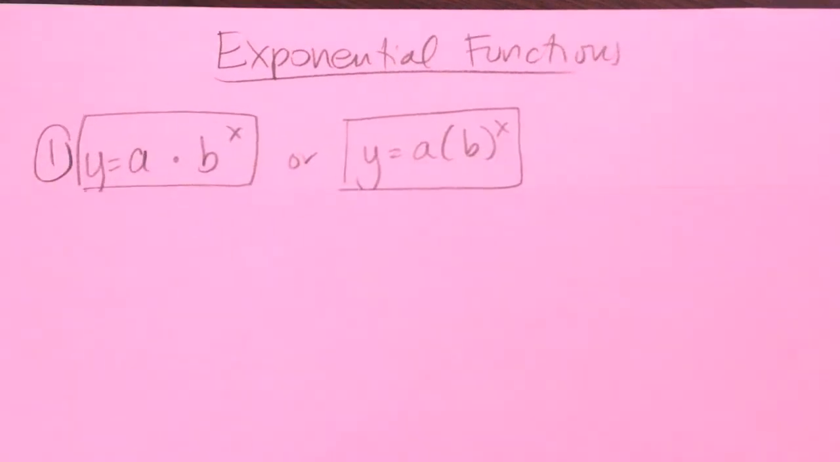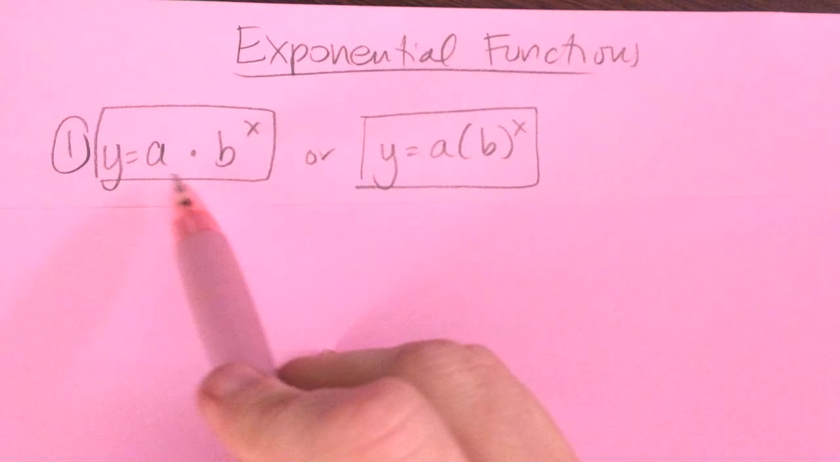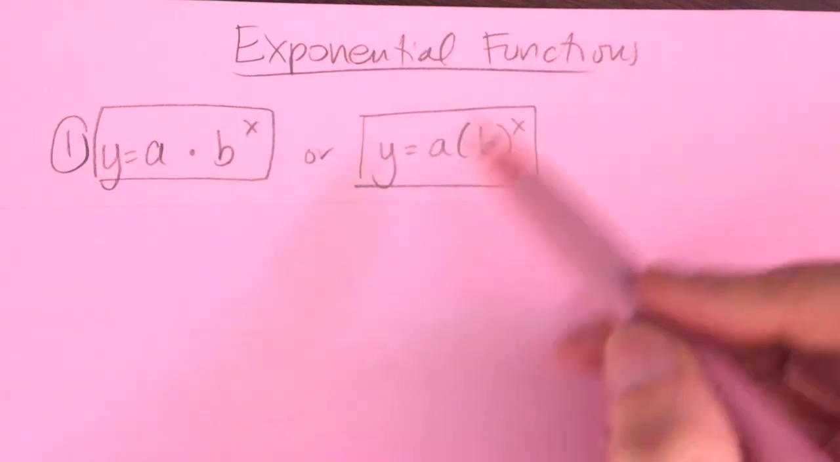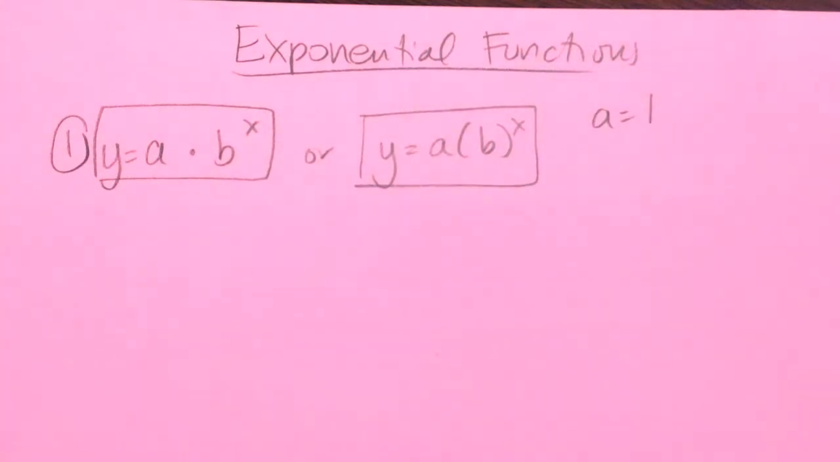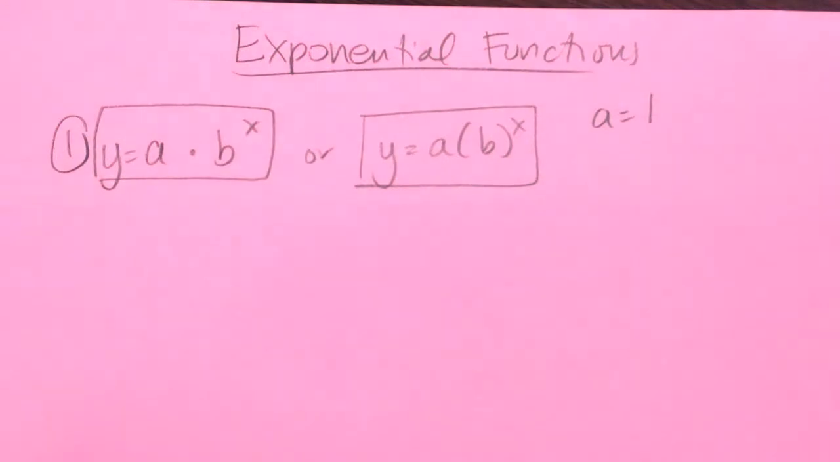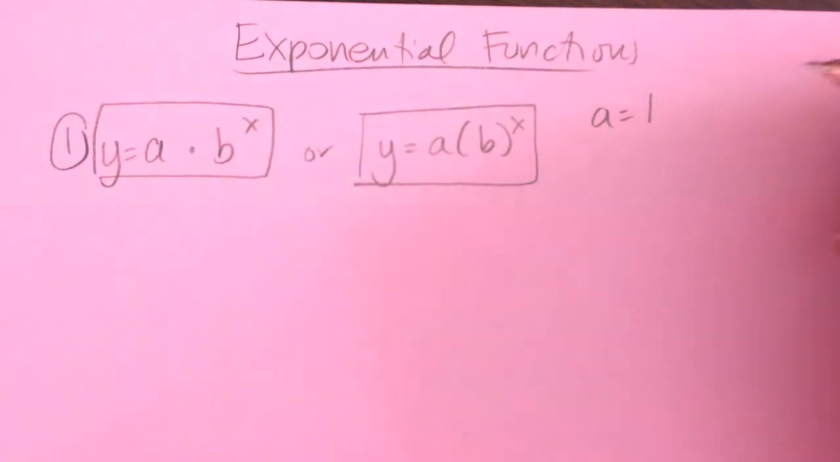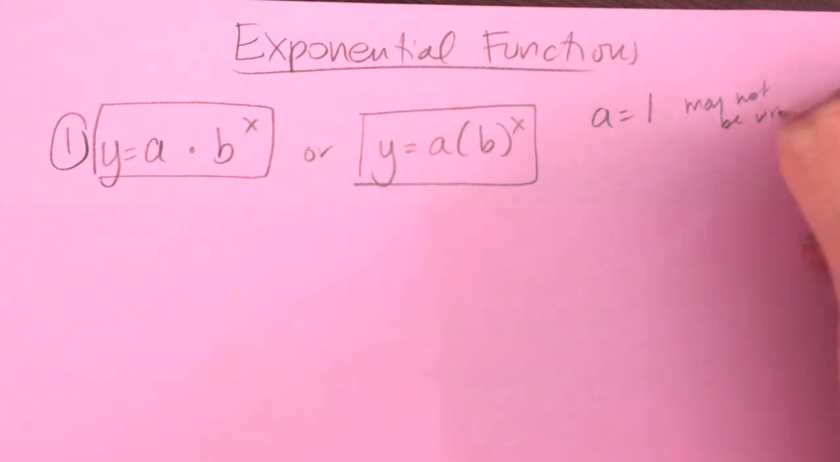So first of all, the parent function, or the basic equation for an exponential function, is y equals a times b to the x. It may look like a times b to the x, or it may have parentheses, a(b)^x. If a is 1, they might just not put it there, so you might have just b to the x. If a is 1, it may not be written, because it's invisible, okay?